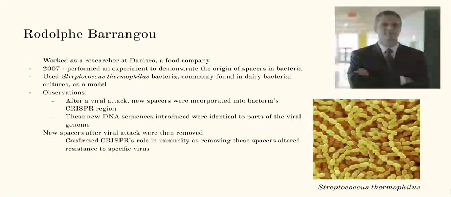The scientists then observed that, after a virus had attacked these model bacterial cells, new spacers were incorporated into the bacteria's CRISPR region. Upon review, these new DNA sequences were identical to parts of the viral genome. These new spacers incorporated after the viral attack were then removed, and CRISPR's role in immunity was then confirmed, as removal of the new spacers altered the bacteria's resistance to this specific virus.